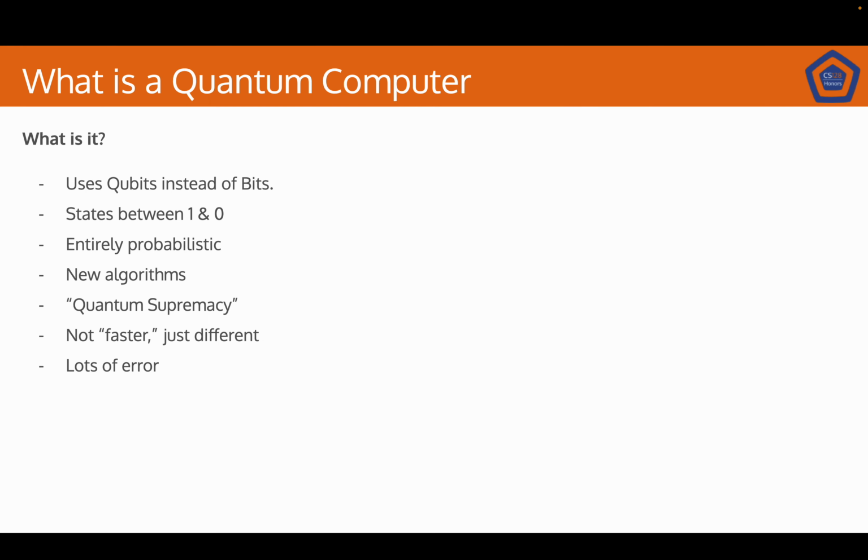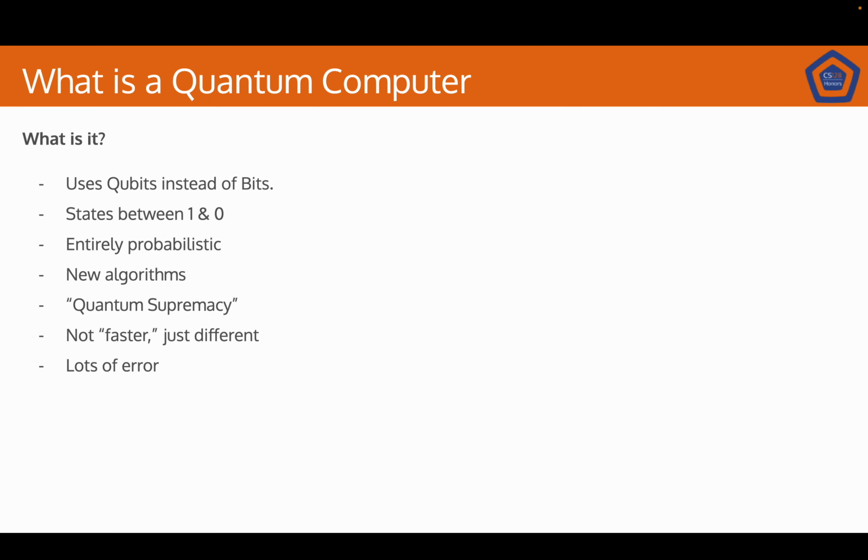Instead of normal bits, a quantum computer uses qubits, short for quantum bits. These bits exist in a state between 1 and 0, what you traditionally think of as normal bits. They do this by having a percent chance of being 1 and another percent chance of being 0, thus existing between them, but when you measure them, they're 1 or 0.